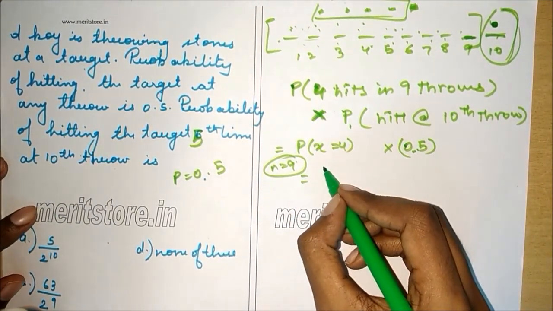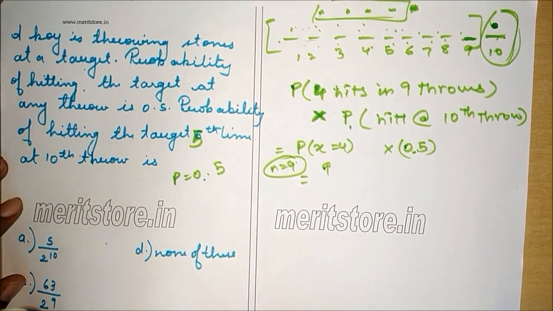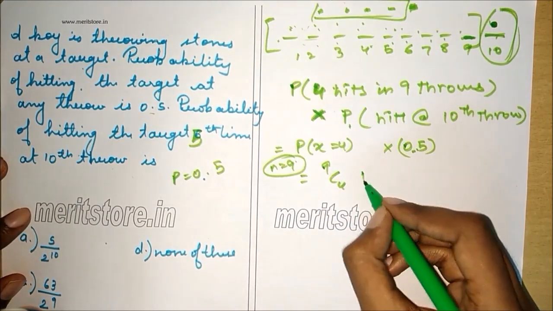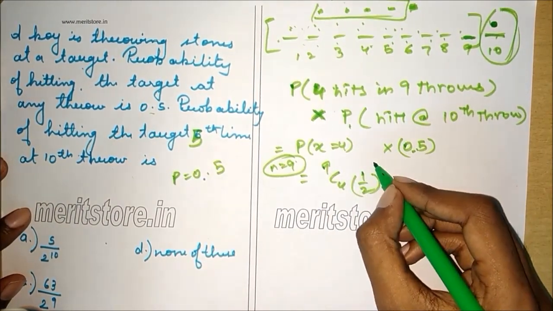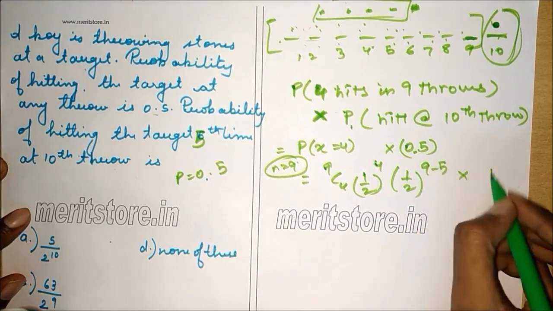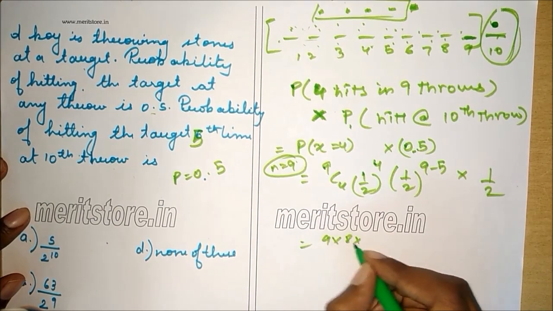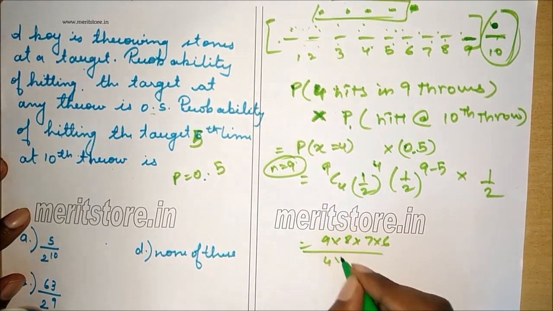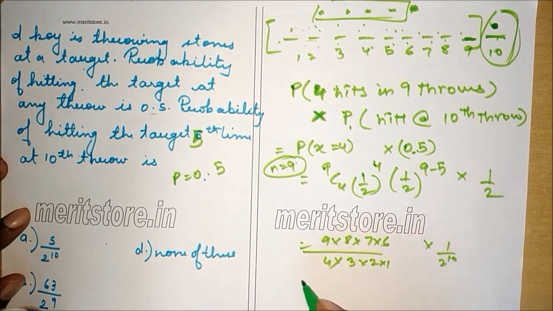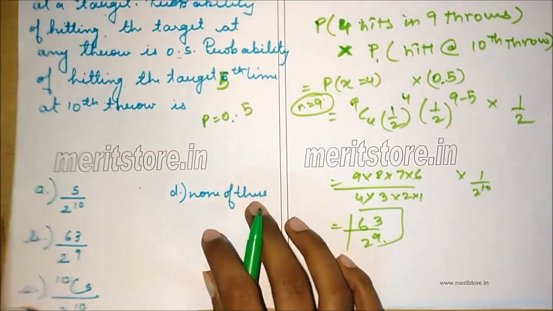So this will be n, in this case it is 9. So 9C4, probability is half, that is 0.5, 0.5 raised to 4 into half raised to 9 minus 4 into half. So this is 9 into 8 into 7 into 6 by 4 into 3 into 2 into 1 into 1 by 2 raised to 10. So this is 63 by 2 raised to 9, which is option B.